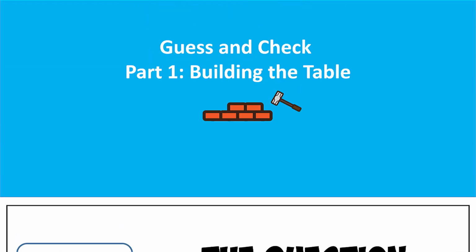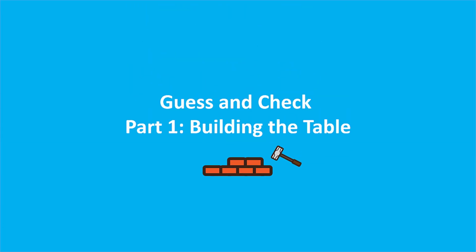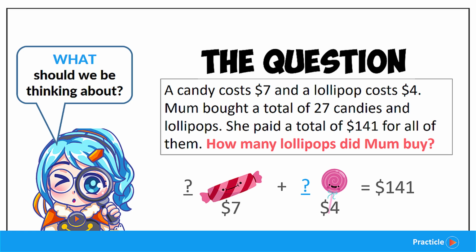Now, the first thing that we have to do when we are doing the guess and check method is actually to build a guess and check table. And how do we do that? Remember that we read the question earlier on? So now we need to think about how we are going to make use of what we know to help us find our answer. What do we know? We know the total number of candies and lollipops. We also know the price of the candies, the price of the lollipops, and the price of everything.